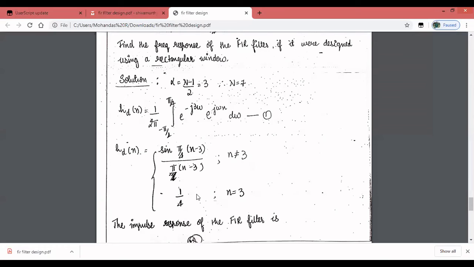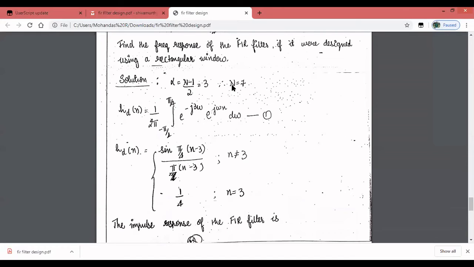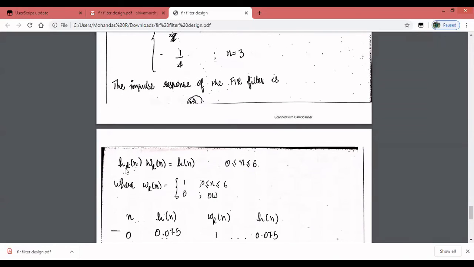The next thing is I have to find out the impulse response. To find the impulse response, what do I have to do? The impulse response of the causal FIR filter is given by h of n equal to hd of n into my window function w of n. My window function is a rectangular window, w r of n. And my n value varies between 0 and capital N minus 1, so my samples vary between 0 to 6. So h of n is equal to hd of n into w r of n.